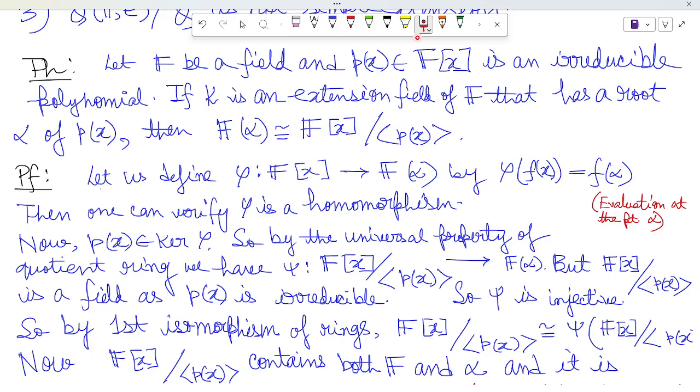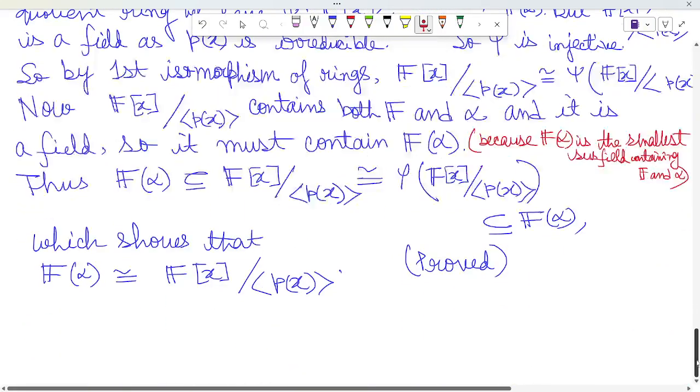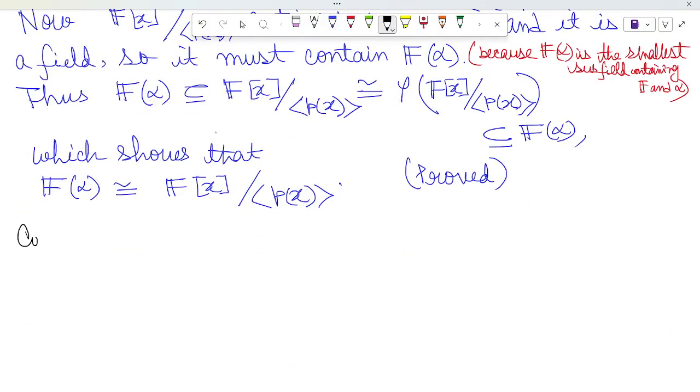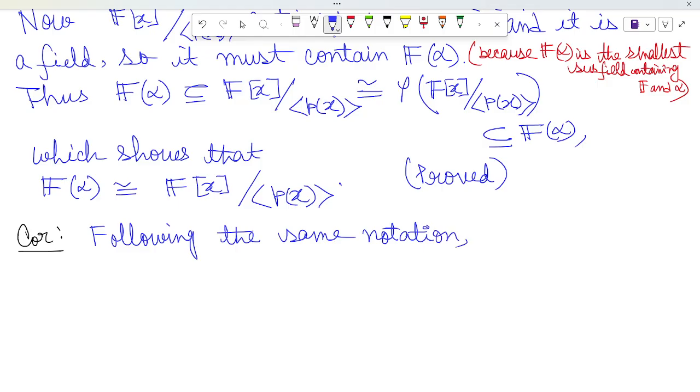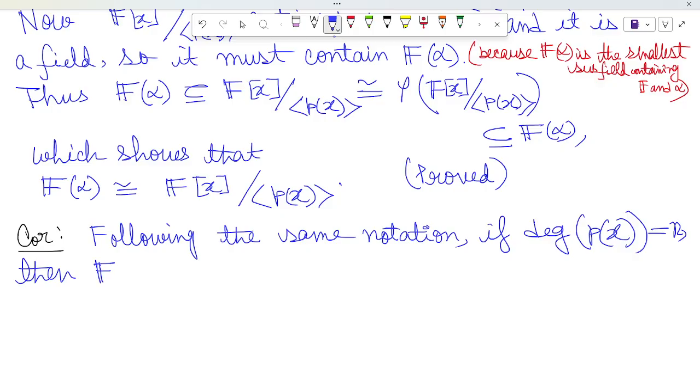As a corollary, with the same notation: if the degree of p(x) is n, then F(alpha) will be of the form alpha_0 plus alpha_1 alpha and so on.